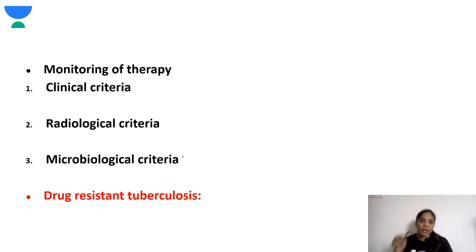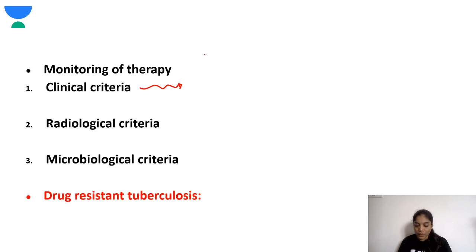Fine. Now, how do you monitor the child, to see if the treatment is doing well or not? There are three things: the clinical criteria, the radiological criteria, and the microbiological criteria. The clinical criteria: when the child starts responding to treatment, the clinical features improve. You have to call this child every 2 to 4 weeks initially, and then every 4 to 8 weeks to see if the symptoms are improving.